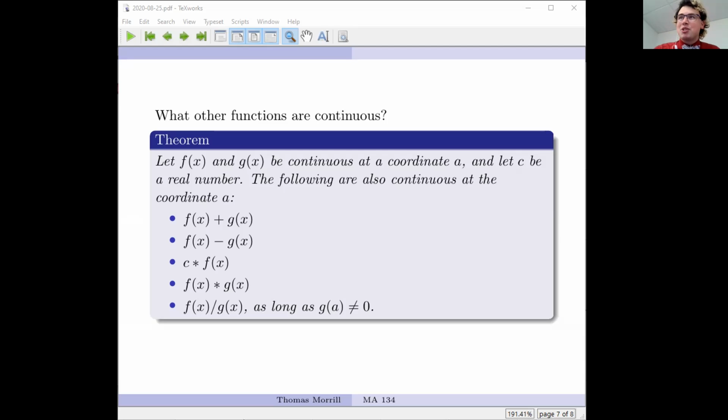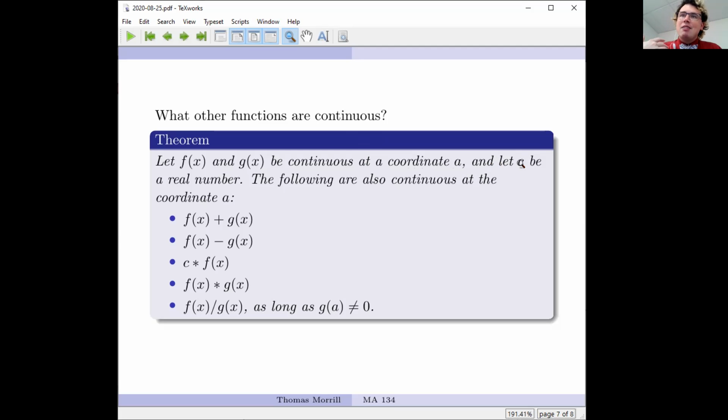So this video is talking about, we have some basic functions which are continuous, but what other functions are continuous too, which is to say which other functions have limits which are easy to compute. So there's two major theorems, and again, these are taken directly out of your textbook. I'm going to assume that f of x and g of x are both real valued functions, and they are continuous at some coordinate that I'm calling a. And I'm going to use c here to denote some real number, just a fixed constant.